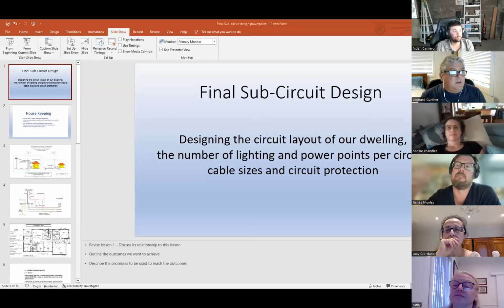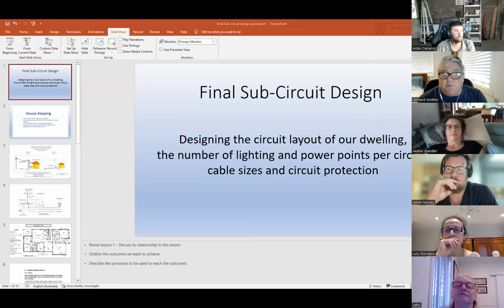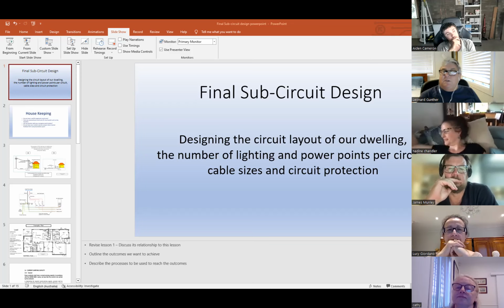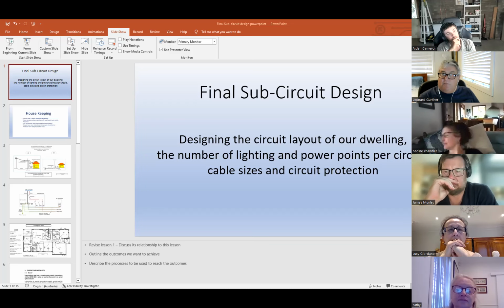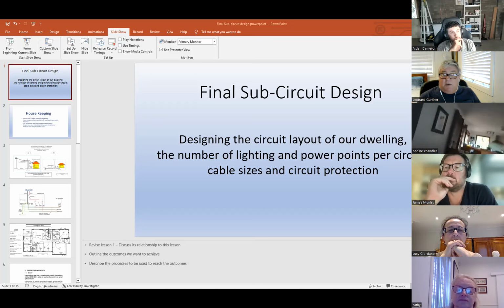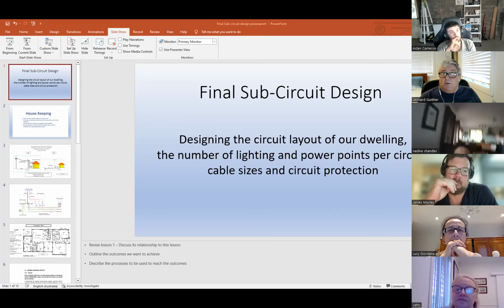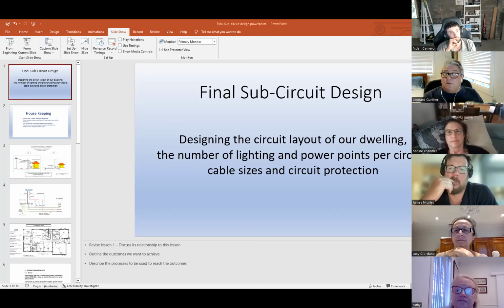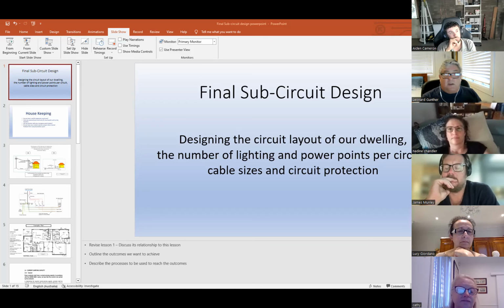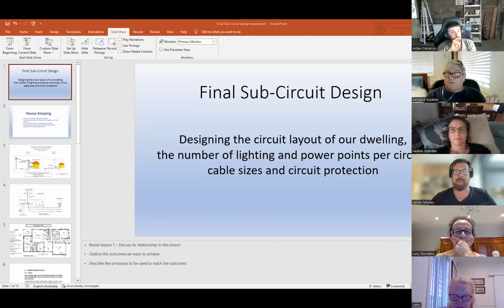Anyway, we're looking at the screen that I've shared with you. So we're going to talk tonight about final sub-circuit design. Now, if you remember the first lesson we had, we spoke about the maximum demand, and we looked at a plan, and we counted up all the power points and all of the load that we had on that circuit, and we calculated our maximum demand. So we're going to do something similar. We're going to use the same plan, and we're going to design our final sub-circuits.